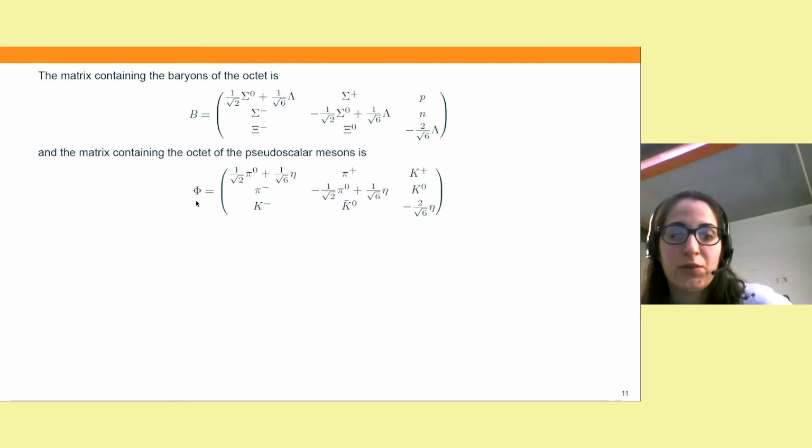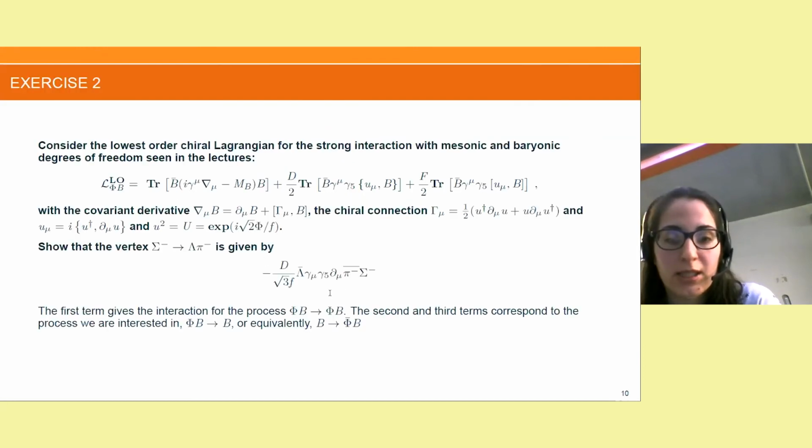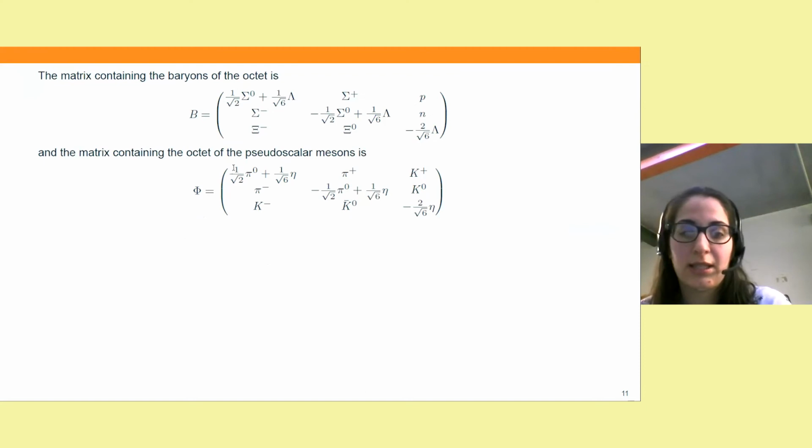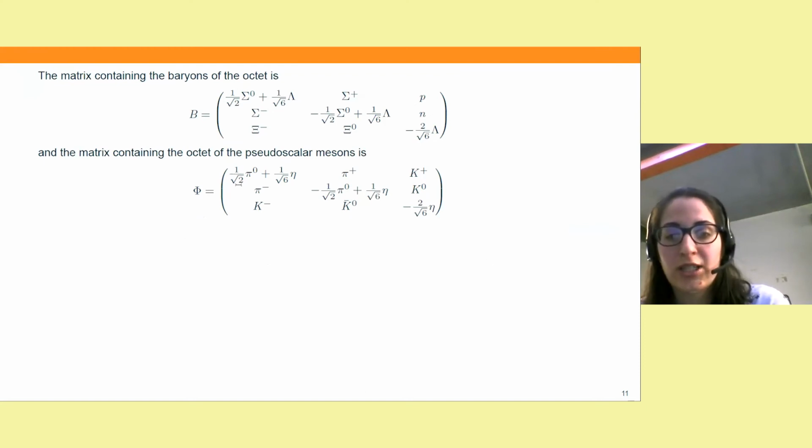And this phi, that was entering through this U field exponentially, as we have seen before, that is entering exponentially in this U in the Lagrangian, this matrix contains the octet of pseudoscalar mesons. So in the diagonal, again, the non-charged hadrons, in this case the mesons, the pi 0 and the eta. And in the off-diagonals, we have the pi plus, the pi minus, and the kaons and anti-kaons.